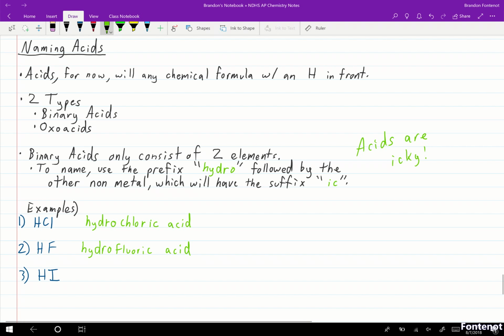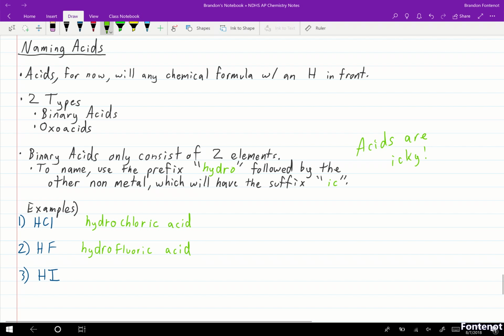And a fun fact about hydrofluoric acid, it's actually used to etch glass. So if you ever see any etched glass, they use hydrofluoric acid to do it. Sometimes you'll hear hydrofluoric acid called etching acid. It's super duper raunchy stuff, and everybody's scared of it.